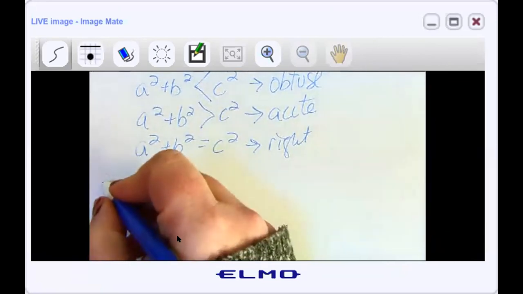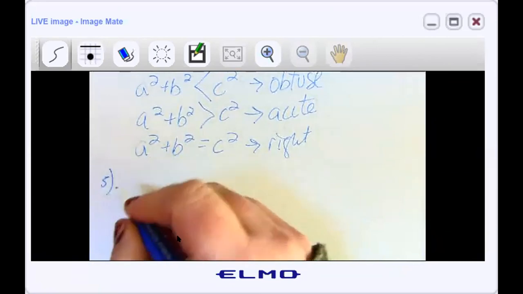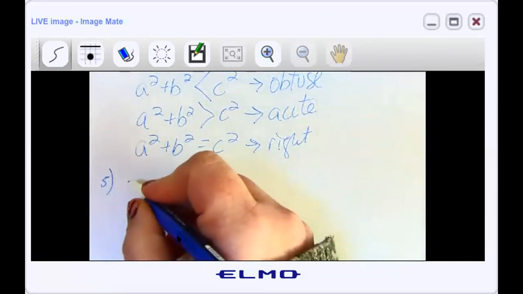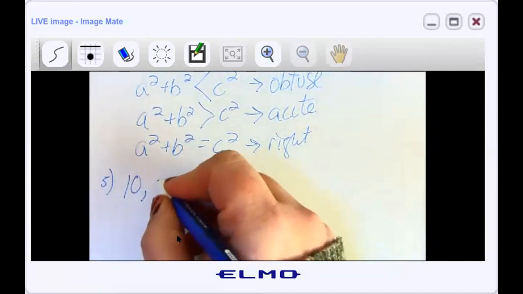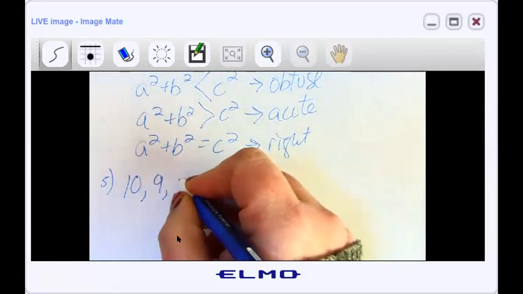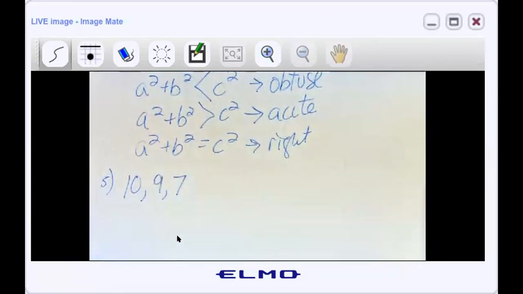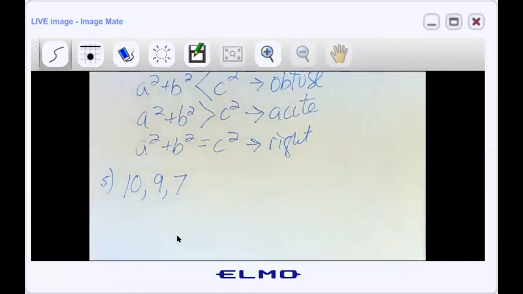So let's go ahead and try some more. So this will be example 5. Let's do 10, 9, 7. Hold on. We already, no, we didn't do that yet. Okay, 10, 9, 7, just like that.